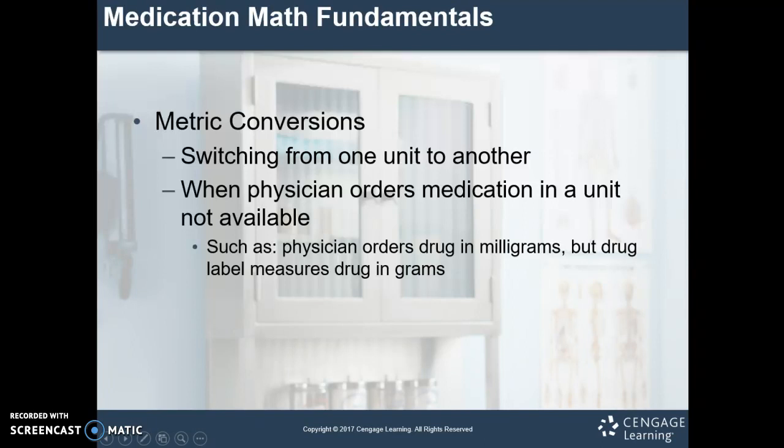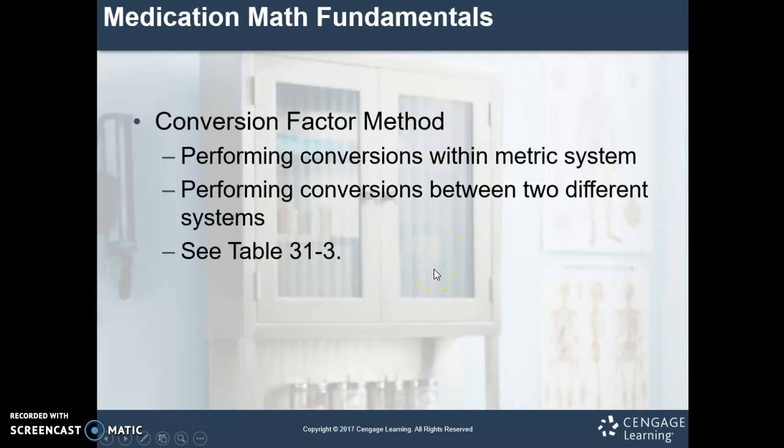So we do a lot of conversions. We switch from one unit to another, and this is where people start to get a little confused. When a physician orders a medication in a unit that is not available, such as a physician ordering a medication in milligrams, but the drug is measured in grams, we have to convert from milligrams to grams. So table 31.3 gives you some common units used in the metric system, so the conversions, right?